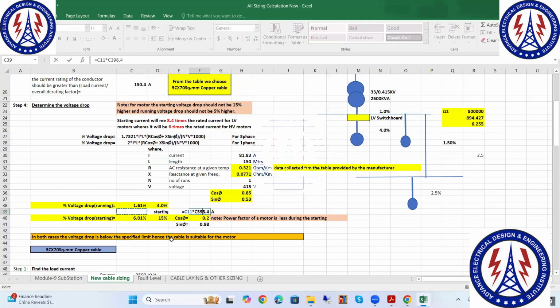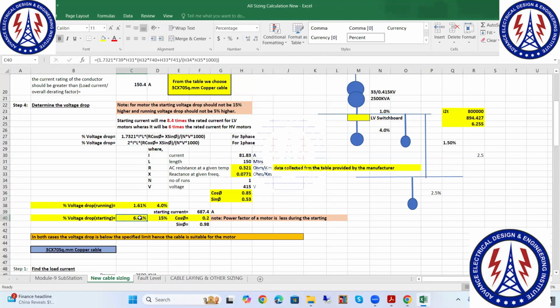It is given in the manufacturer data sheet, so we can get it from there. Starting current and this give cos phi and sin phi. Sin phi will be the square root of 1 minus cos square theta. So this is put in the formula. In the starting condition, the limit is 15%, and we are getting 6%.